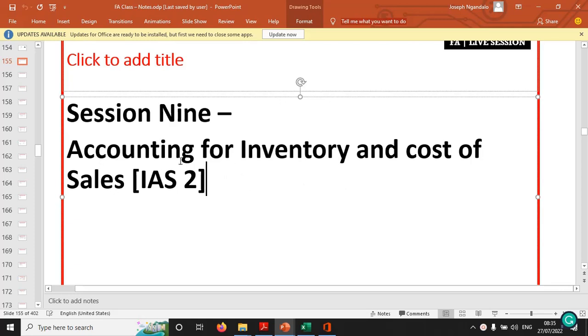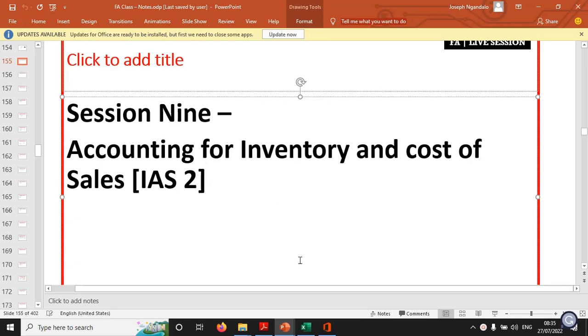Today we want to focus on stock, inventory, and the cost of sales. We should have gone straight into a discussion, but I can still send a lecture later on.